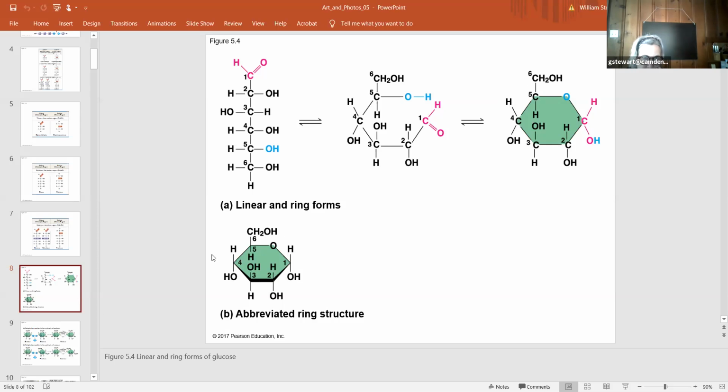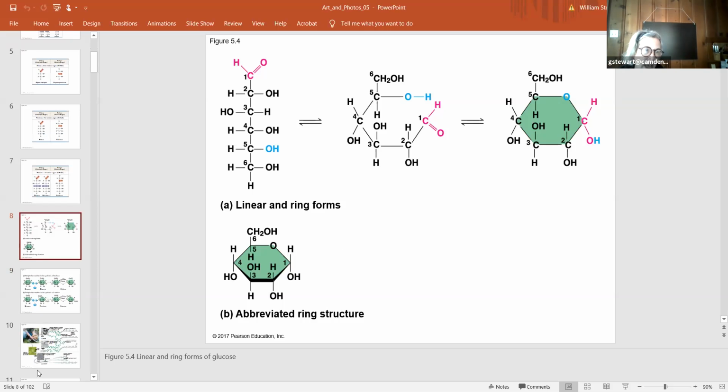Functions in the cell. Functions of monosaccharides, 2 functions. They are a source for cells to produce energy. And remember, in cells, the form of energy is chemical energy. It's called ATP, all capitals. And the second function is to be a monomer, to join together to make polymers, right?